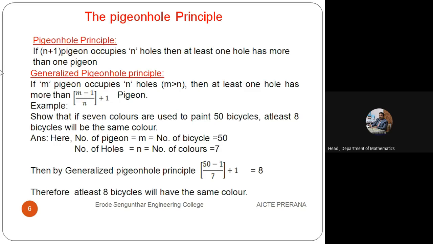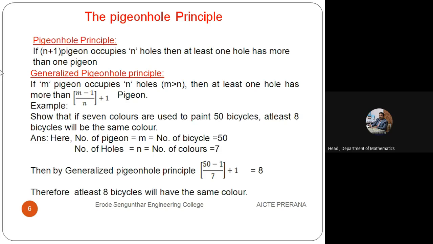The next topic is the pigeonhole principle. The pigeonhole principle states that if n plus 1 pigeons occupy n holes, then at least one hole has more than one pigeon. The number of pigeons is always greater than the number of pigeonholes. The generalized pigeonhole principle is: if m pigeons occupy n holes, with m greater than n, then at least one hole has more than floor of (m minus 1) by n, plus 1 pigeons.